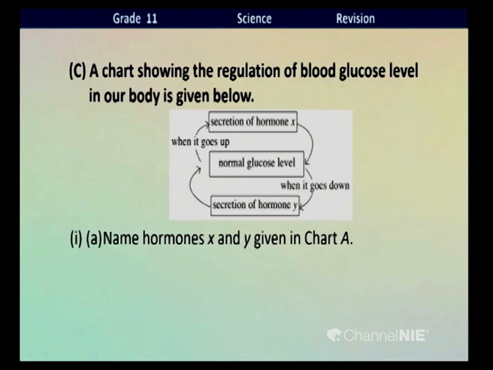Children, do you know the normal blood glucose level of a healthy person, right? In the blood of a healthy person, it is 90 milligram per 100 cubic centimeter of blood. 90 milligrams, right? If it increases more than that, the hormone called insulin is produced.